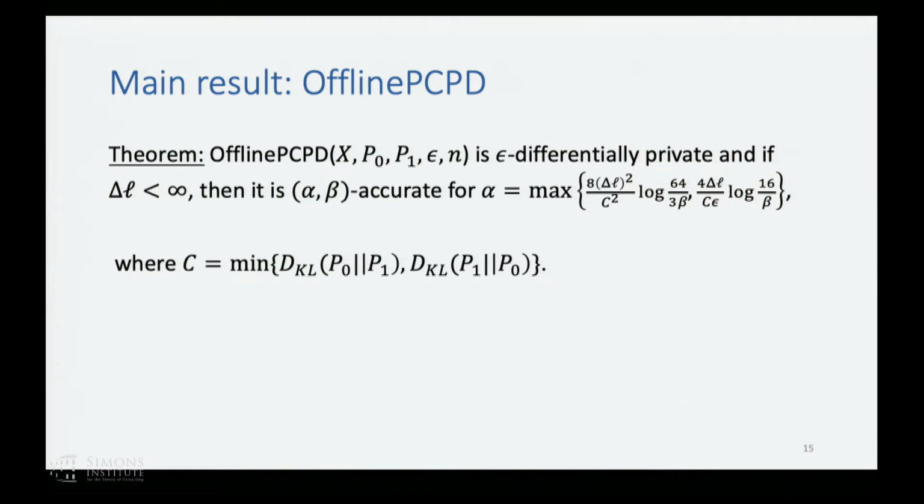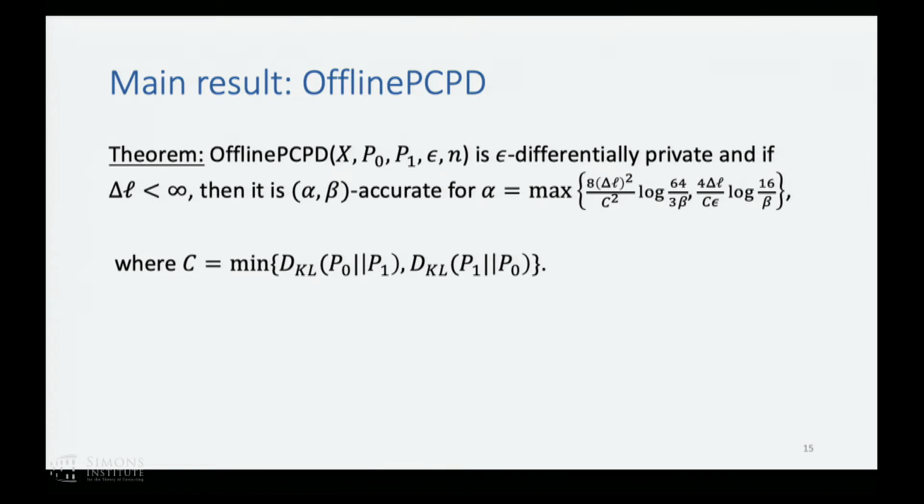Okay, so here's our main results. This offline algorithm is, first of all, differentially private, yay. And if we have this assumption, then it's alpha-beta accurate for this alpha. I'll tell you how to interpret that in a second. And this C term is something like the KL divergence between these two distributions. It's not symmetric, and so we have to take the min in both directions.